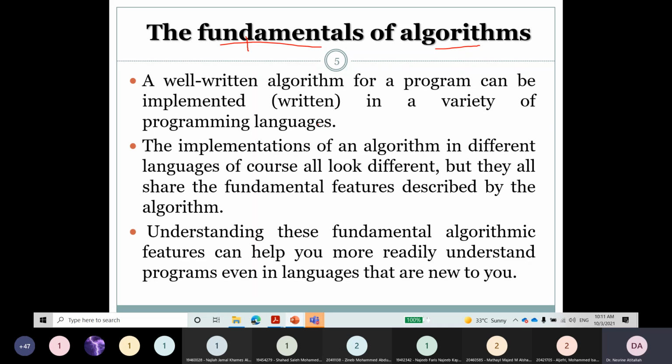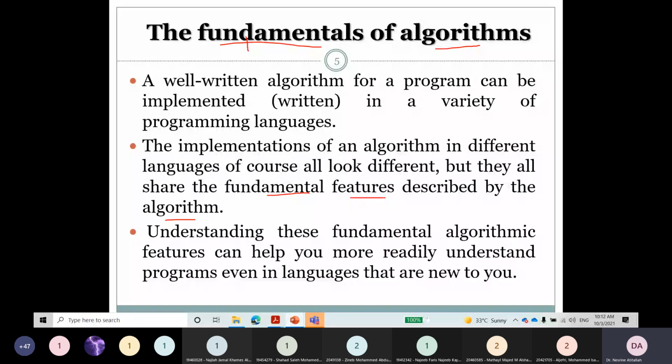The implementations of an algorithm in different languages, of course, all look different, but they all share the fundamental features described by the algorithm. All the fundamental features of your algorithm will be the same. Understanding these fundamental algorithmic features can help you more readily understand programs, even in languages that are new to you.